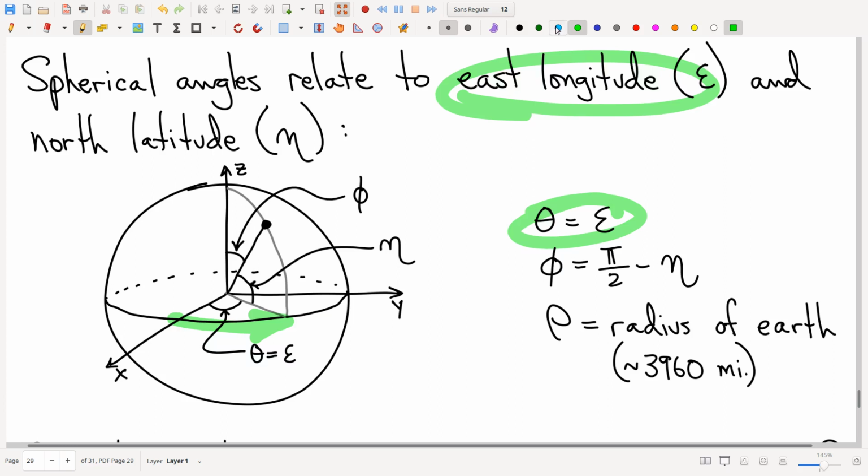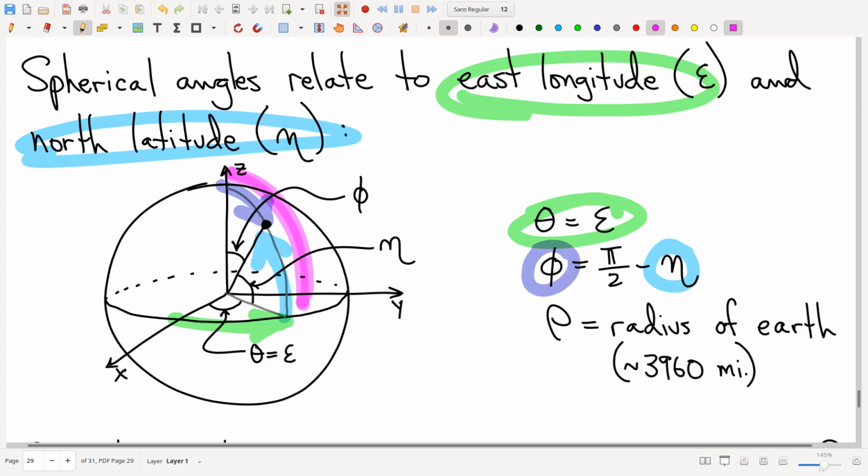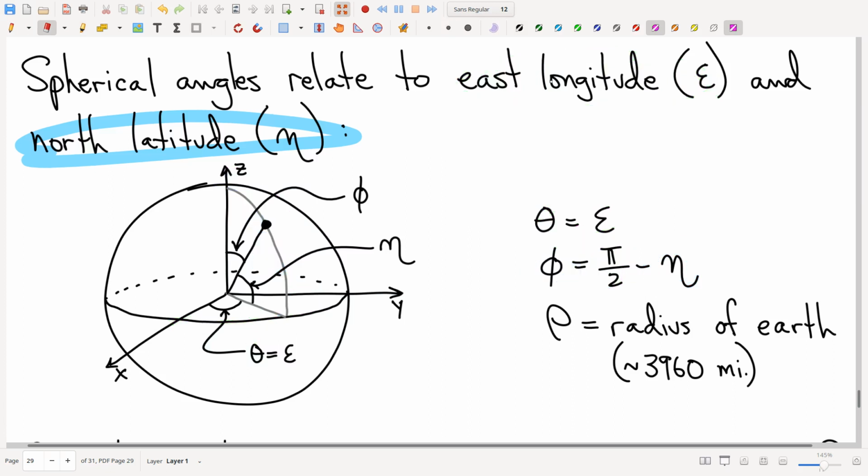And now, north latitude, not quite such a happy answer. North latitude is measured like that. It's measured upward from the equator. Phi is not. Phi is measured downward from the North Pole. That's a little disappointing, right? But nevertheless, phi and north latitude always add up to pi over 2. And so, again, easy relationship. They're not exactly the same, but easy relationship between north latitude and phi.